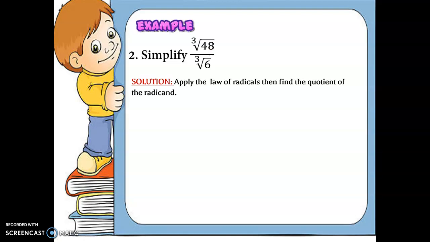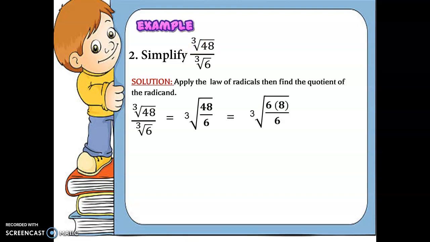Pwedeng 3 and 48, 16 and 3. Pwede rin namang 6 and 8. As long as, make sure na magbibigay yung isang factor ay cube. Yan. So, ang factors ng 48 na kukunin natin is 6 and 8. Kasi yung 8 po is a perfect cube. Sa 6, wala na. So, reduce natin. So, matitira po ay the cube root of 8. Since 8 is a perfect cube, extract natin. So, that will be 2. Kasi 2 times 2 times 2 is 8. So, ganun lang po kasimple.